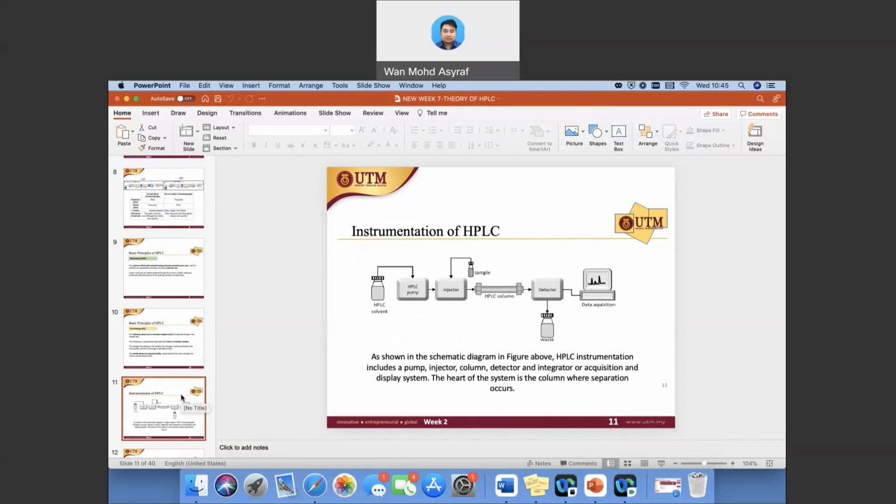All right. So this is the instrumentation of HPLC. This is the schematic diagram as what we have looked at before. You would have the HPLC solvent in the solvent reservoir, and then it goes into the pump and then the injector, where you put your sample into the column, and it will be detected as it elutes out. And then it will be recorded and processed by the computer at the end.